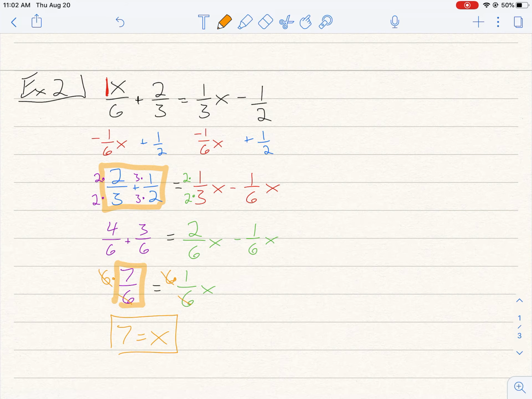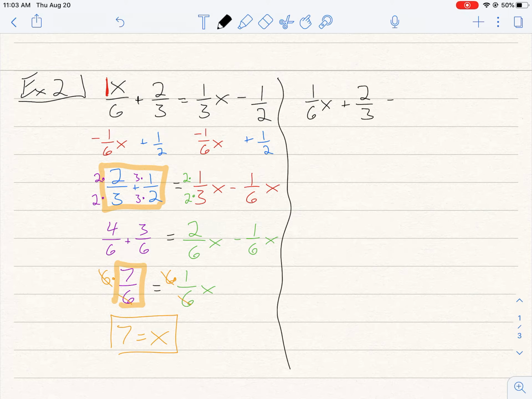So let me show you another way, maybe a faster way to solve this. Let me just recopy this again. I'm going to call it 1/6x at the start plus 2/3 is equal to 1/3x minus 1/2. The fastest way to solve this would be to clear out the fractions and then just solve it as a normal equation. You do this by multiplying by the lowest common denominator. Here, my denominators are 6, 3, and 2, so my lowest common denominator is 6.